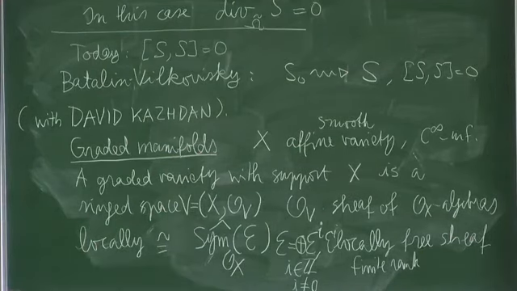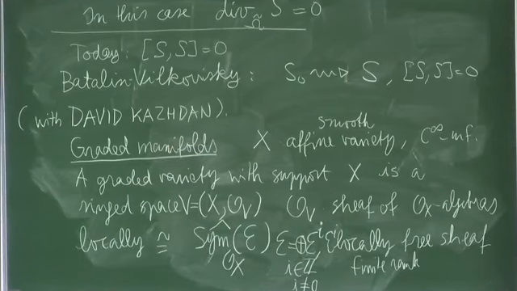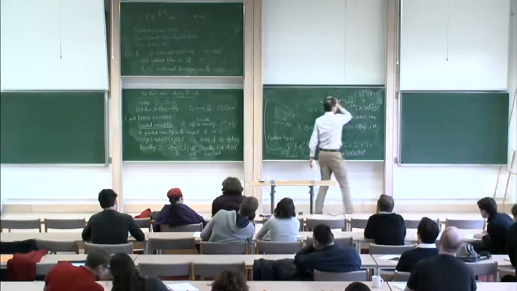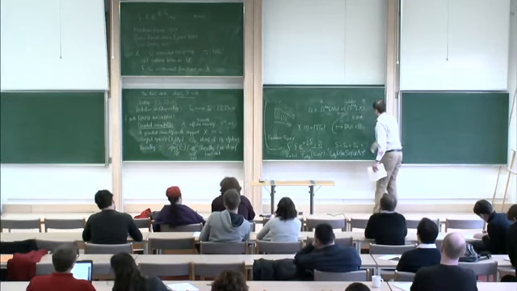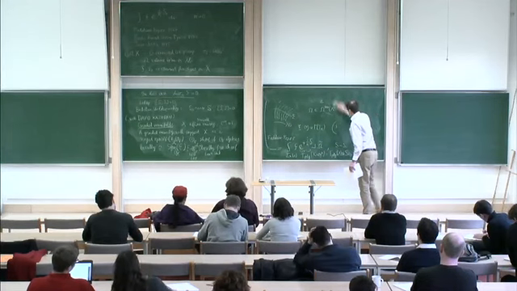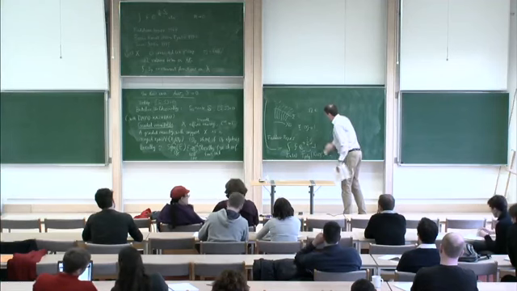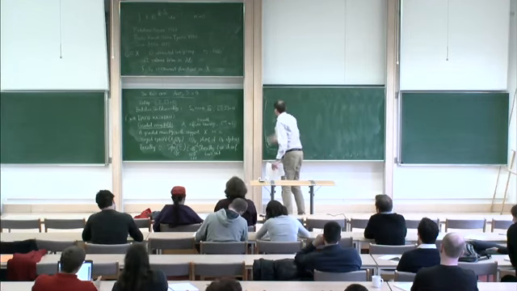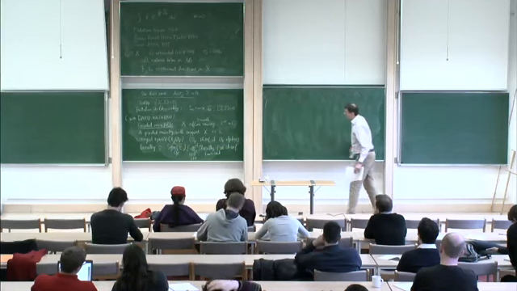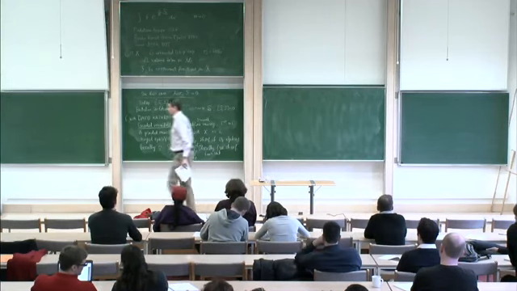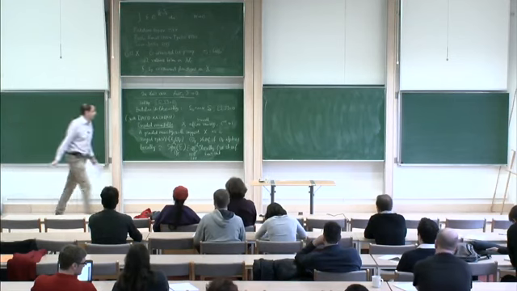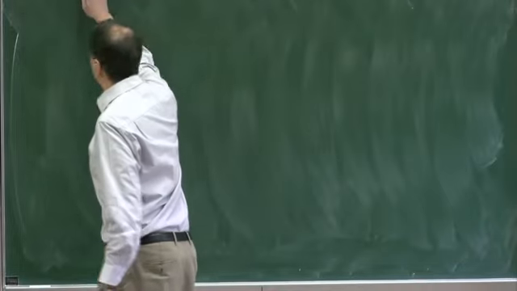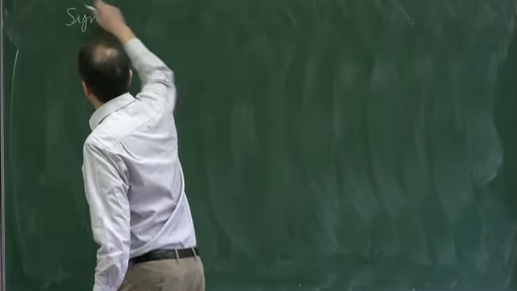So I need to say something about the completion because it's a slightly subtle point. In this Faddeev-Popov case, everything was finite dimensional, but in general you have an infinite dimensional story, and so one has to be a little bit careful. So what is this completion? If you start from the symmetric algebra, completion.